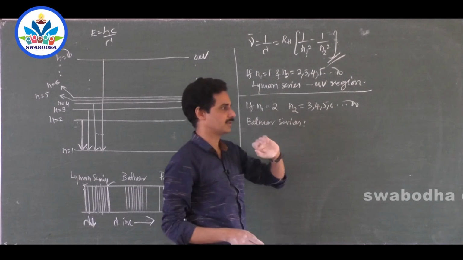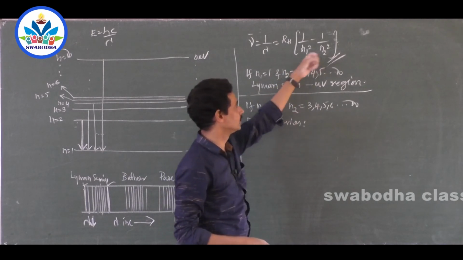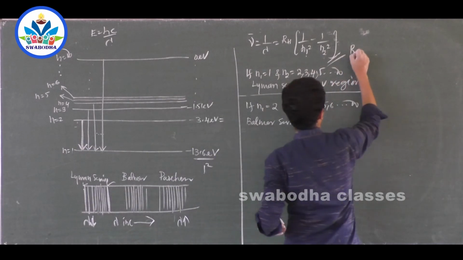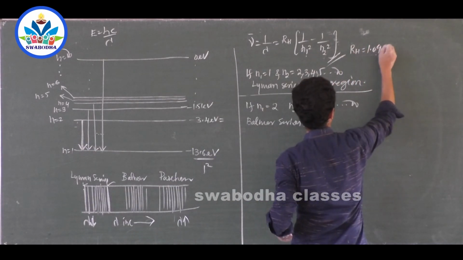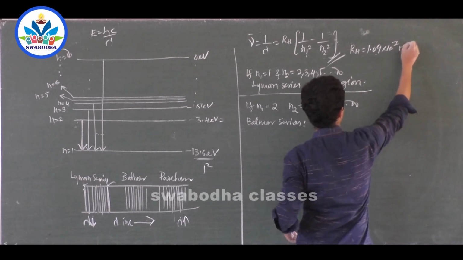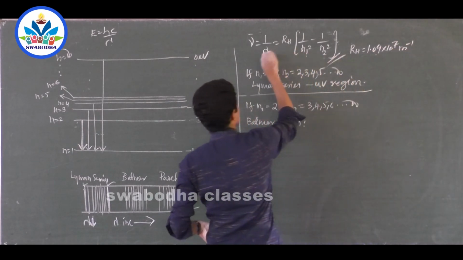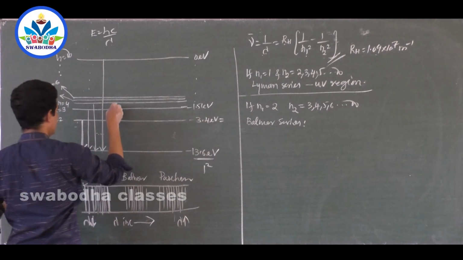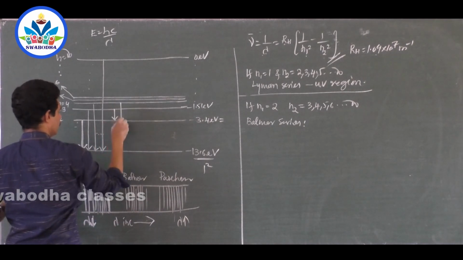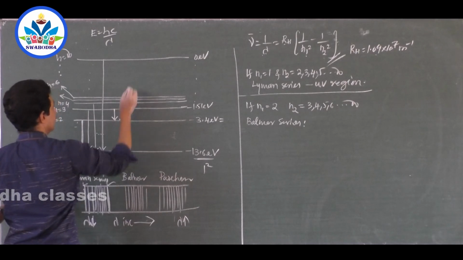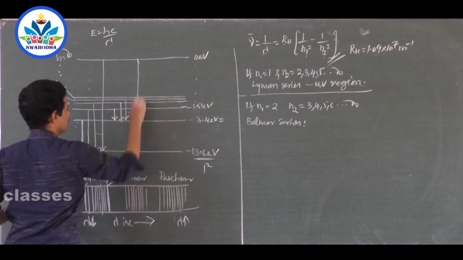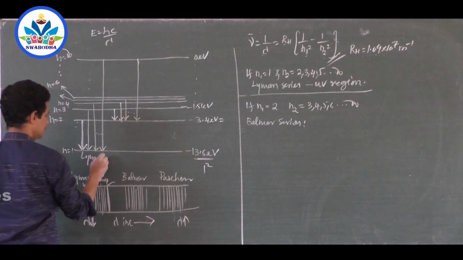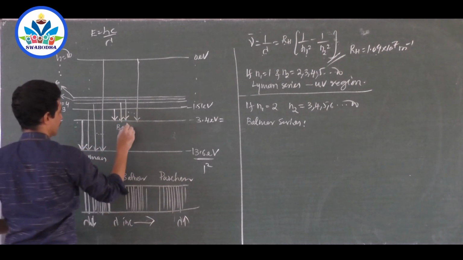Suppose the electron jumps from 3 to 2. Put n1 equal to 2, n2 equal to 3, and you will get the wavelength. You know the Rydberg constant value: for hydrogen it is 1.09 into 10 to the power 7 meter to the power minus 1, because it is 1 by lambda. If it jumps from the higher energy level, third orbit, fourth to second, fifth to second, last one infinity to second, then this is Lyman and this is Balmer.